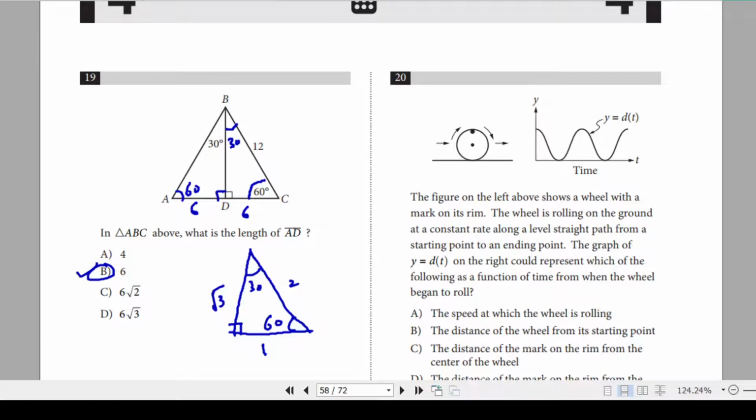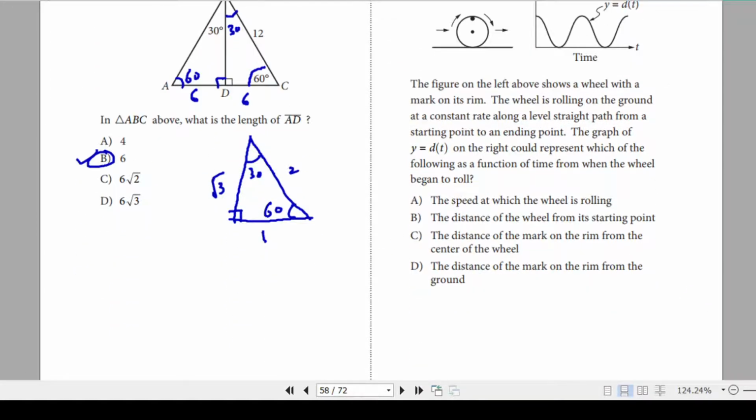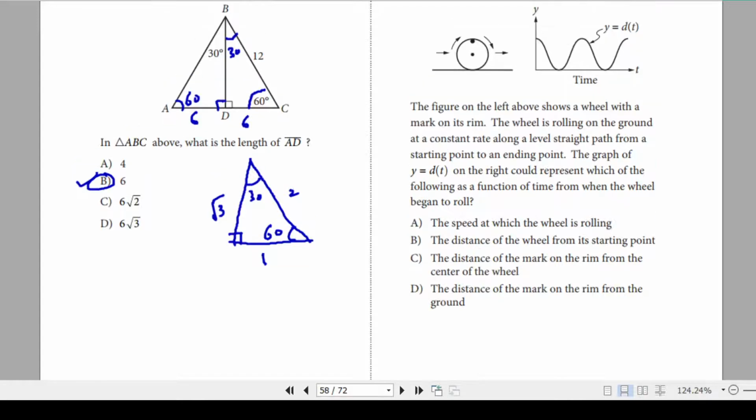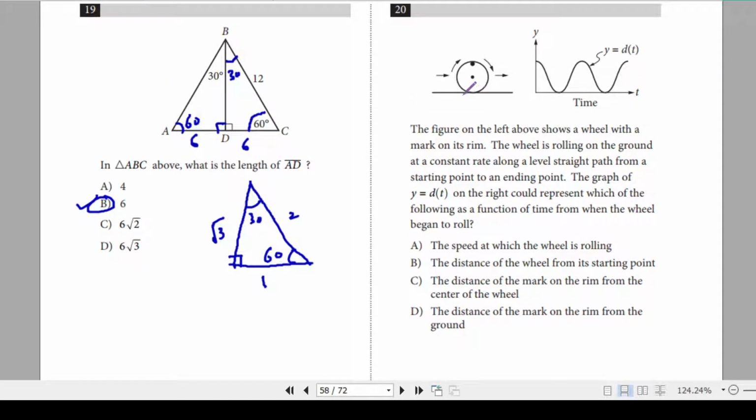Let's move to question number 20. Alright, this is a wheel moving, I guess, and there's a graph here. Okay, the figure on the left shows a wheel with a mark on its rim, and the mark moves around. Okay, up, down, and see if this is here and this is coming down, then this is going up. Alright, this is like that.